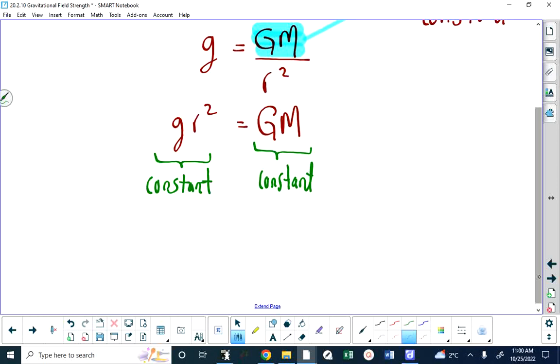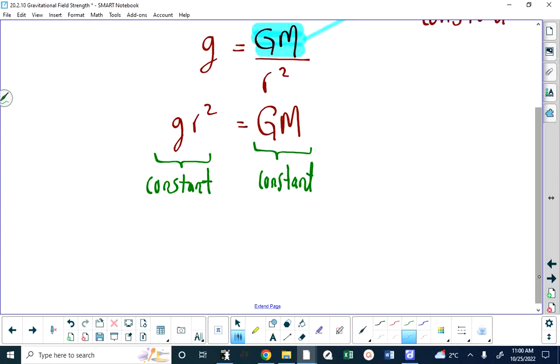That's right. If little g r squared is equal to big G times m, and you're saying big G times m is constant, and big G times m happens to be constant because they both stay the same. But if g r squared is equal to G times m, then g r squared must be constant as well.